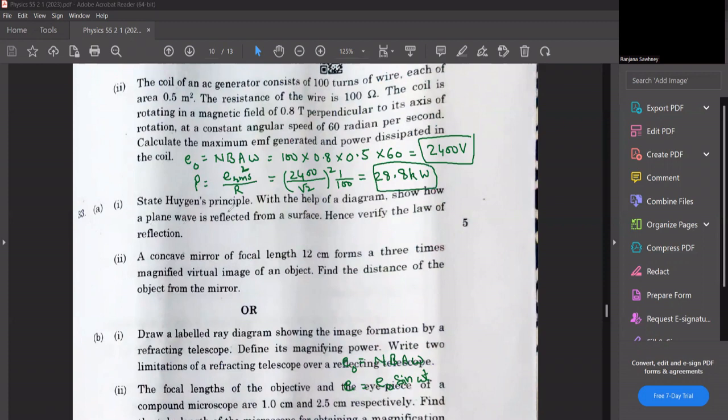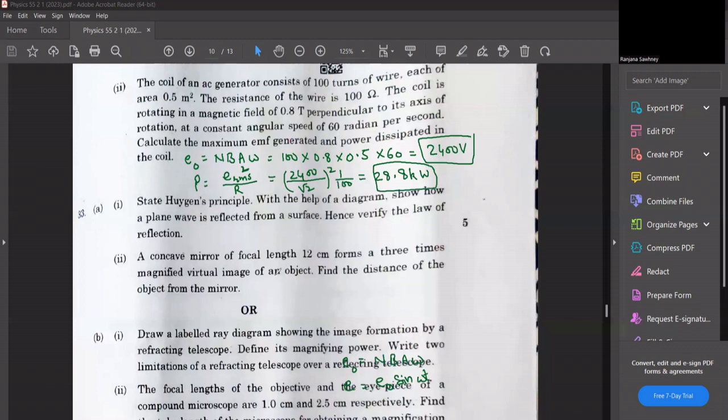Question number 33, state Huygens principle. With the help of diagram, you have to verify the laws of reflection. You must have done this. Okay, very simple. Then the B part is, we have to find out the distance of the object from the mirror. It's a concave mirror.